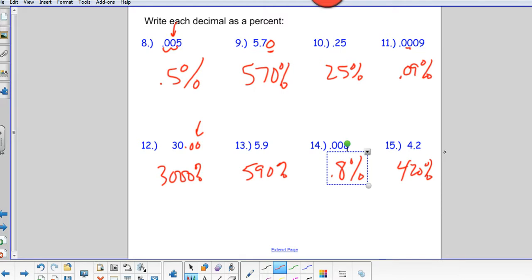But again, I want to think it out. What does the thing look like in the hundredths place? How many hundredths is it? This is, in the hundredths place, it's still 0. There's 0.09 hundredths, so 0.09%.